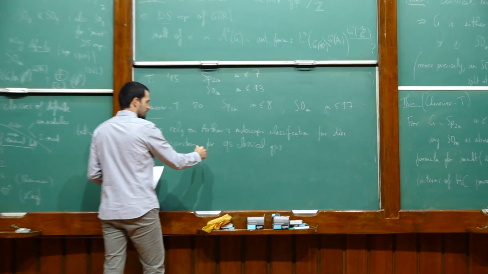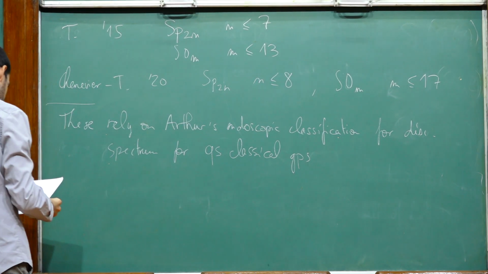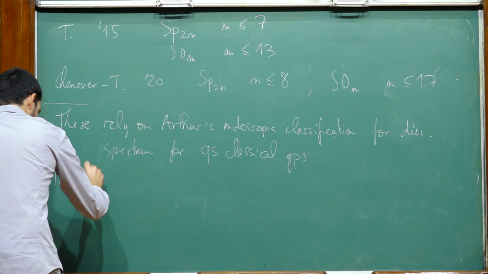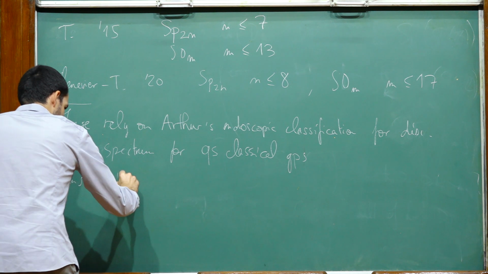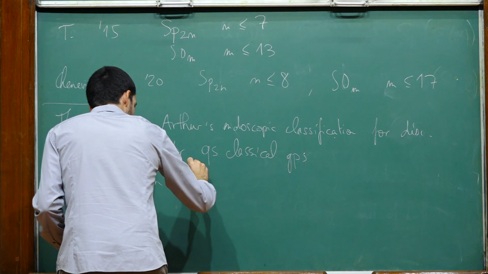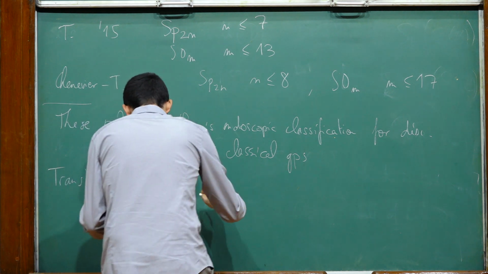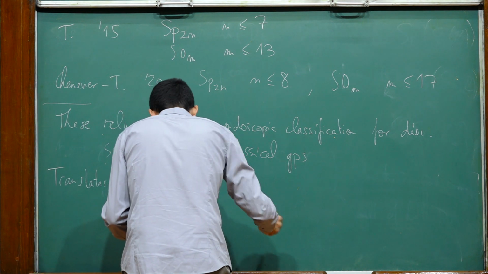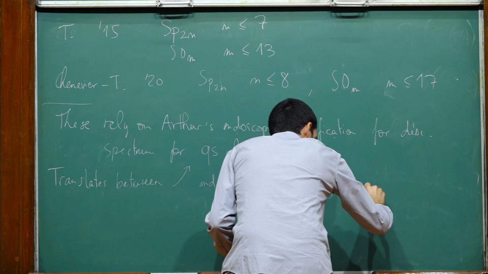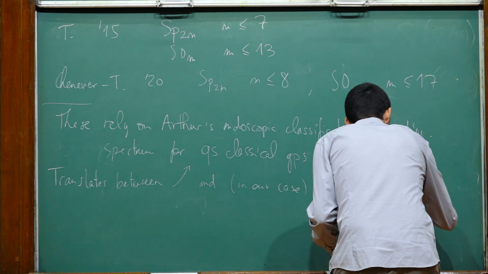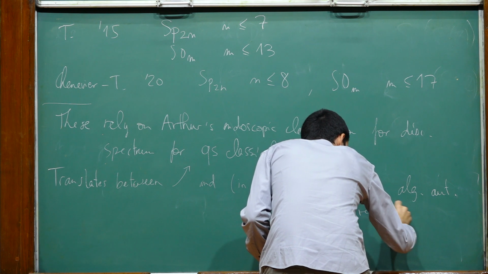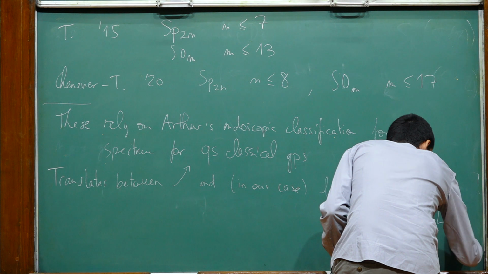Okay, so I'm not going to attempt to explain the endoscopic classification today, but let's just say that it translates between these automorphic representations and, in our case, level 1, or level 1 say, algebraic automorphic representations for general linear groups over Q.